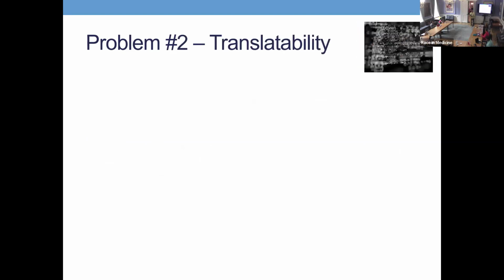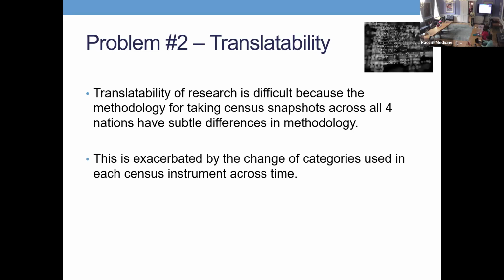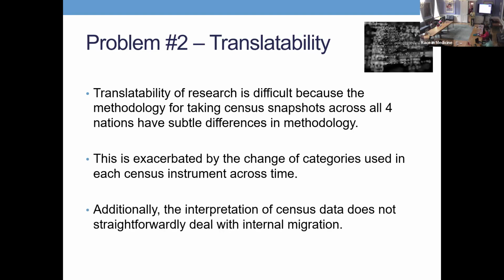Problem number two, translatability. Okay, so translatability research is difficult because the methodology for taking census snapshots across all four nations have subtle differences in methodology. This is exacerbated by the change of categories used in each census across time. So changes in census and changes in methodology for each individual census. Additionally, the interpretation of census data does not straightforwardly deal with internal migration. And let me make this clear.